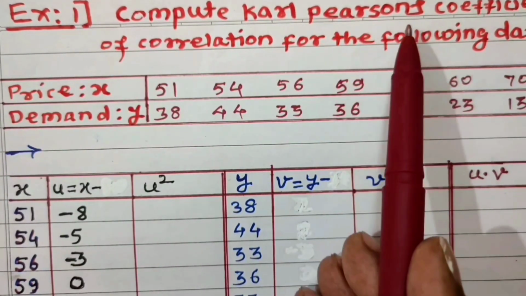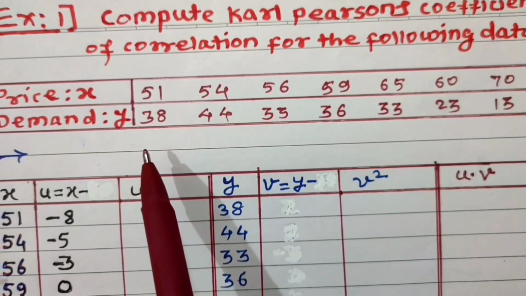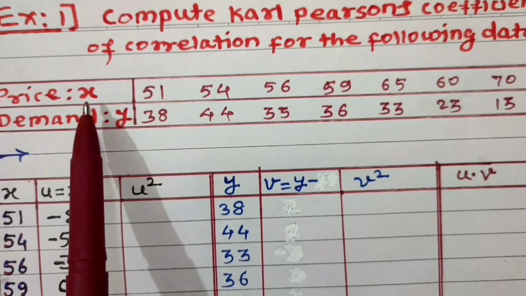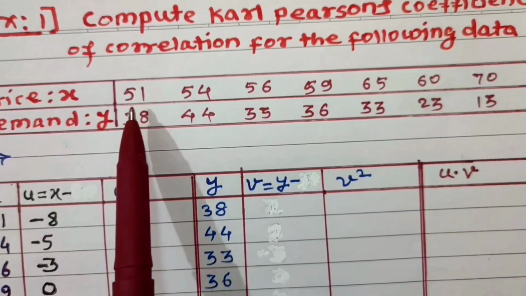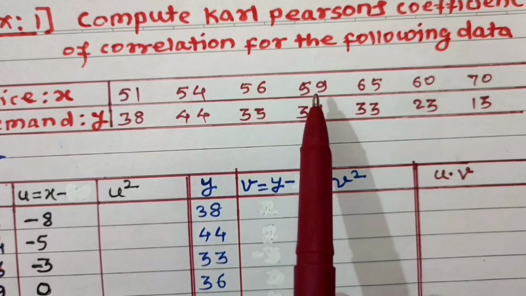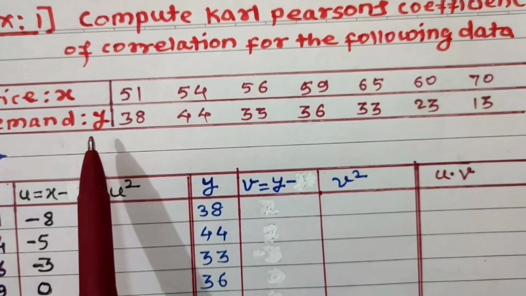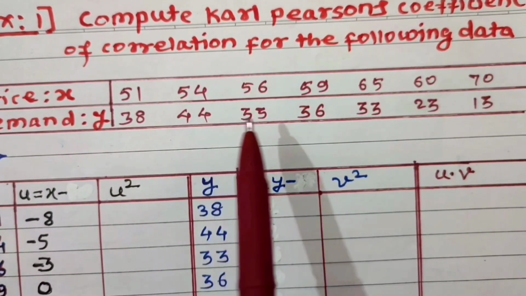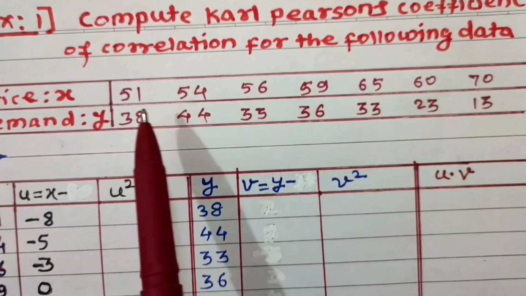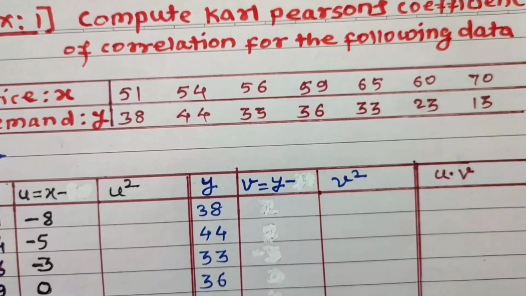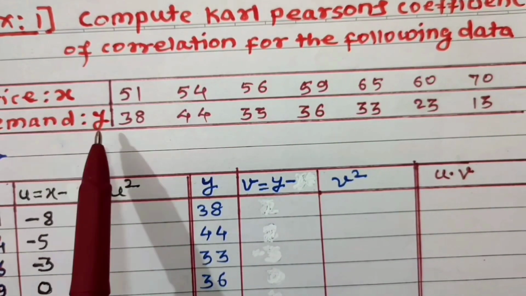Compute Karl Pearson's coefficient of correlation for the following data. This data is given: price, which is represented by X, and demand represented by Y. Values of X are 51, 54, 56, 59, 65, 60 and 70, and corresponding values of Y are 38, 44, 33, 36, 33, 23 and 30. These are 7 values of X and 7 values of Y. We have to find out the coefficient of correlation for these two statistical variables X and Y.